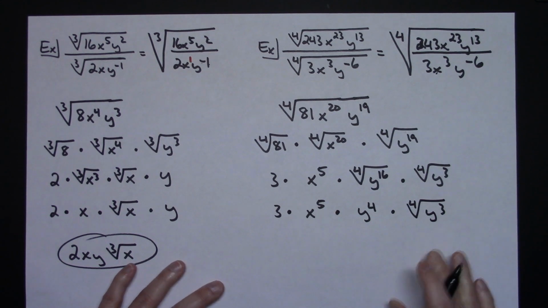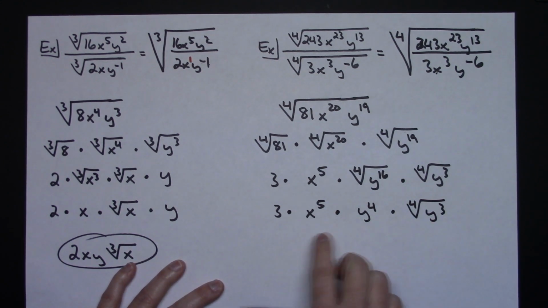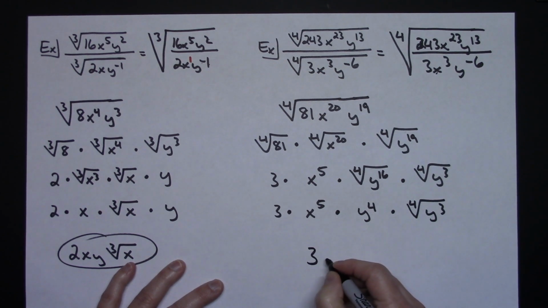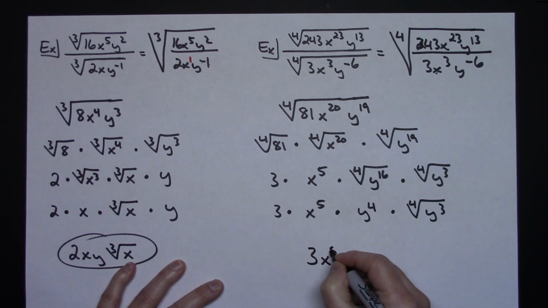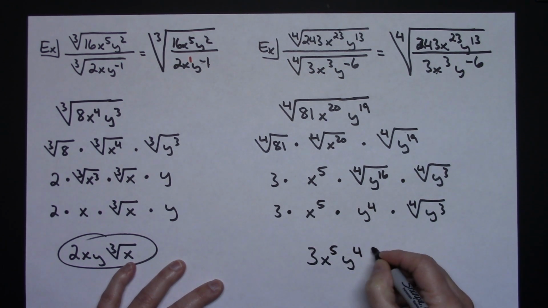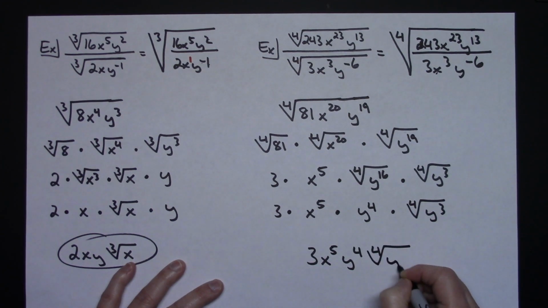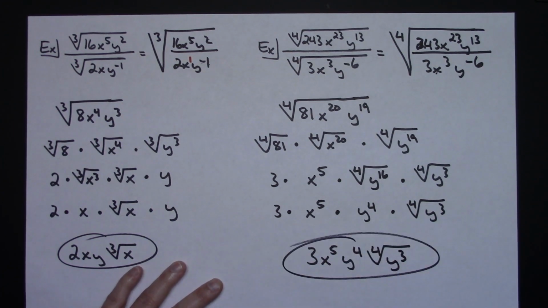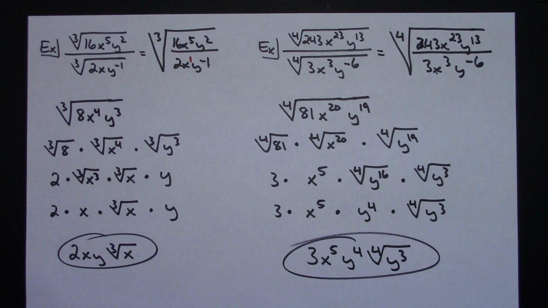Now obviously you don't want to leave your answer like this with all these dots in here. These 3 things can be multiplied together, so let me write them a little bit nicer here. 3 times x to the 5th, y to the 4th, times the 4th root of a y to the 3rd. So 4 examples there of dealing with those dividing radical expressions using those quotient rules, going back and forth.